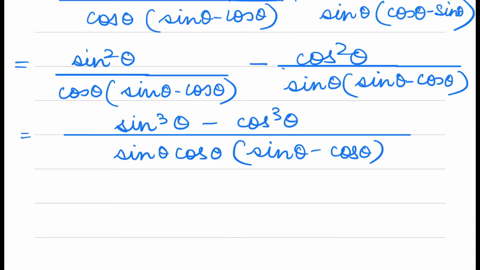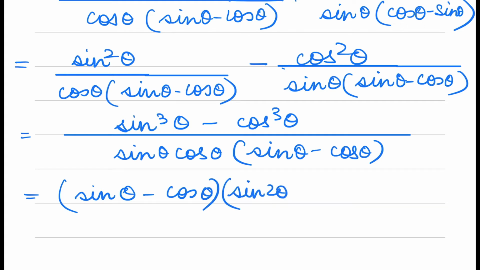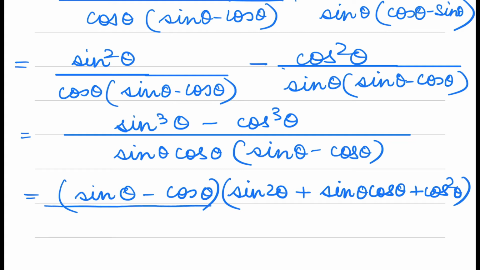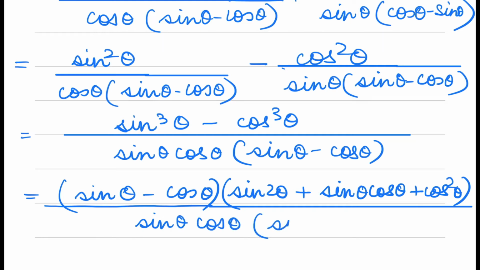Now I have to use the identity a cube minus b cube, which is equal to a minus b. So we have sin theta minus cos theta multiplied by a square, so sin square theta, plus ab, so sin theta cos theta, and plus b square, so that will be cos square theta, divided by sin theta cos theta multiplied by sin theta minus cos theta.